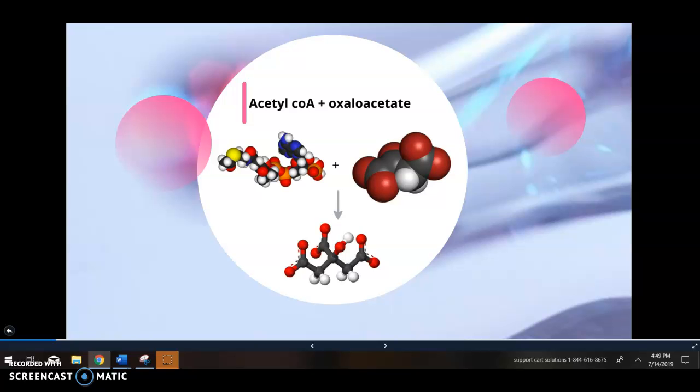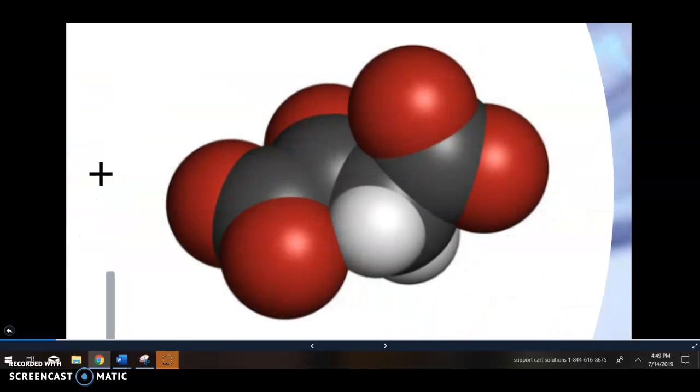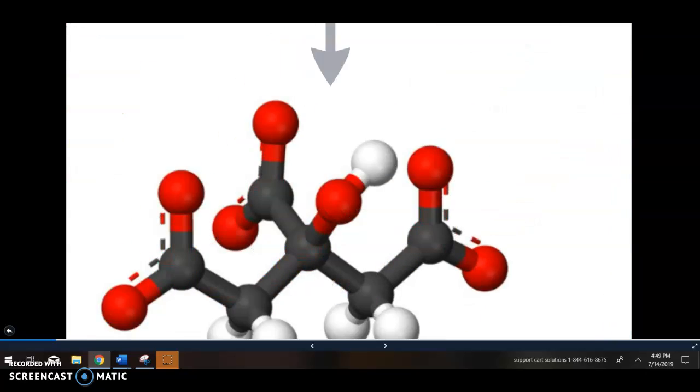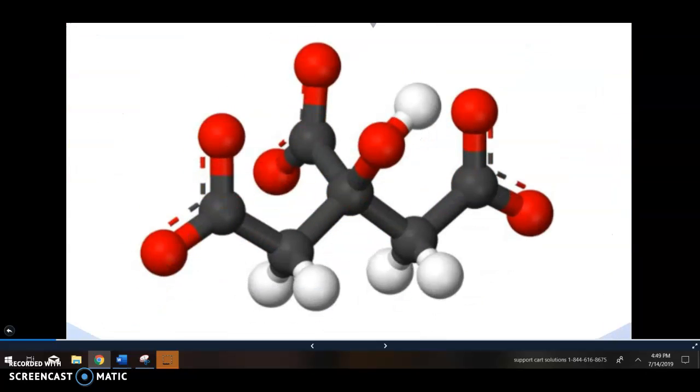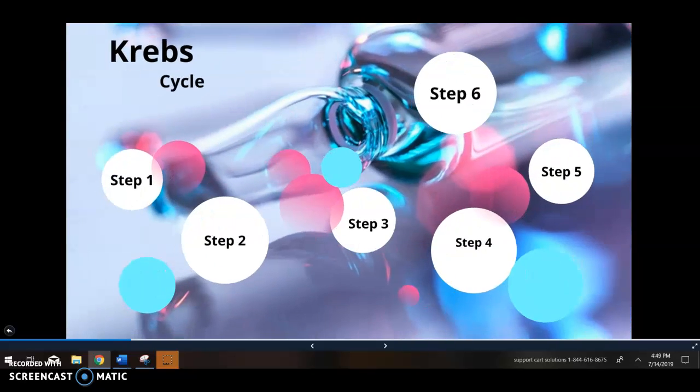In the beginning of the Krebs cycle, we have acetyl-CoA joining with a 4-carbon molecule called oxaloacetate to form a 6-carbon molecule called citrate. Citrate is then converted into its isomer called isocitrate.